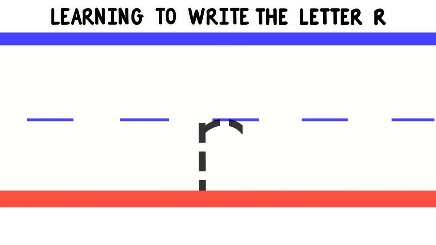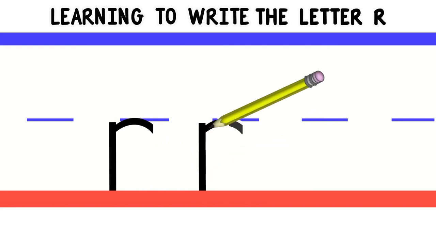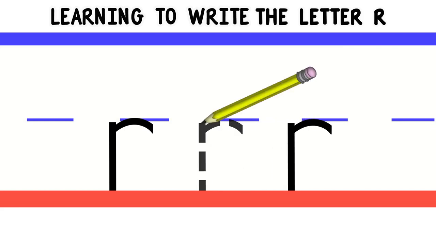To write lowercase r, we'll start in the middle and do a straight line down. Then we'll go back up and do a curved line around. Good job! Let's do that again. We'll start in the middle and do a straight line down. Then go back up and do a curved line around. Good job! Now you try.